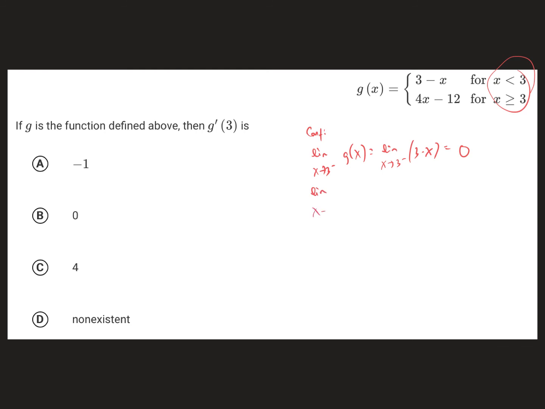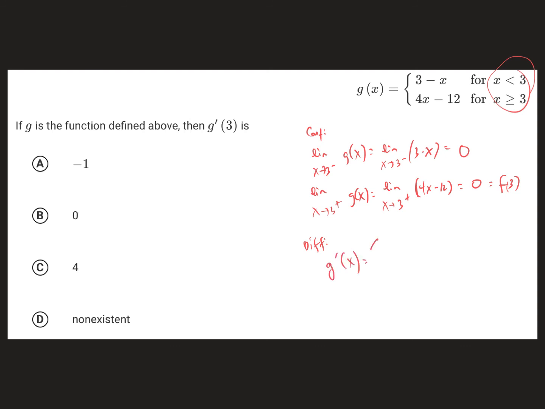When I check it from the right, it uses the other function. Also get 0 when I do direct substitution. And the function itself would use the bottom function, so I'm just going to write f of 3 here. So it is continuous. Now for differentiability. Both of these are linear, so I could just look at these and tell what the slopes are, but I'm going to use the power rule just so you can see how it works.